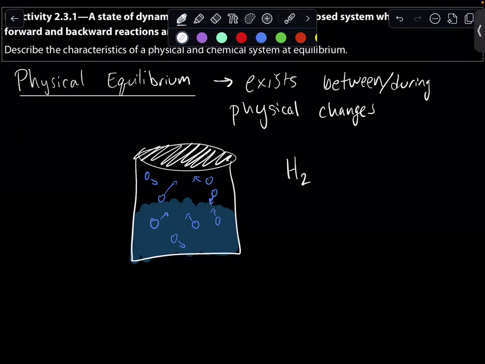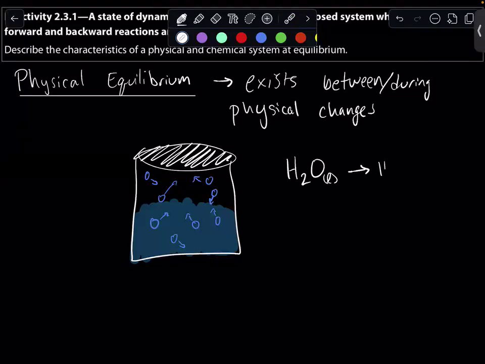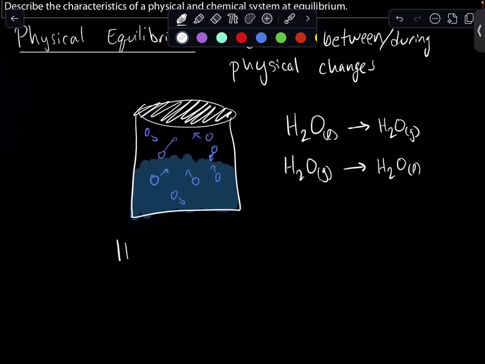We have our H2O liquid phase evaporating and turning into our H2O gaseous phase. Simultaneously, while this is going on, we have our H2O gaseous phase condensing back into our H2O liquid phase. And so both of these reactions occur. Now, the way we would describe this in equilibrium is as such. H2O liquid is in equilibrium with H2O gas.